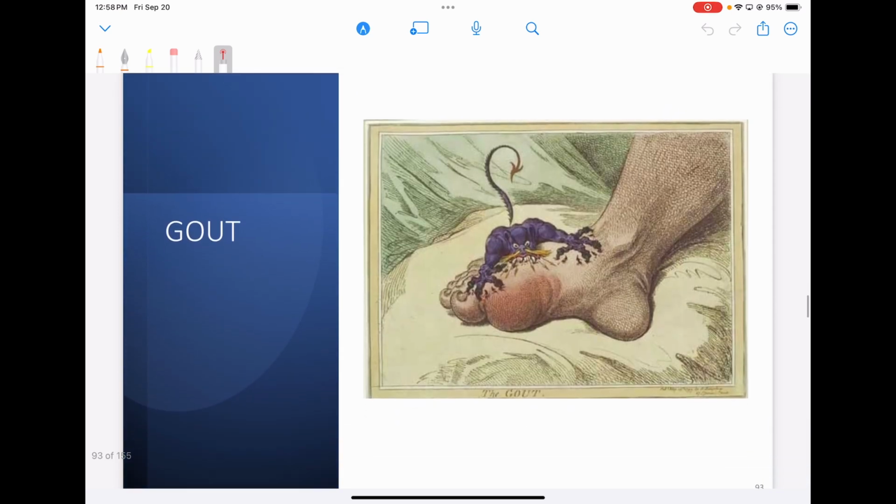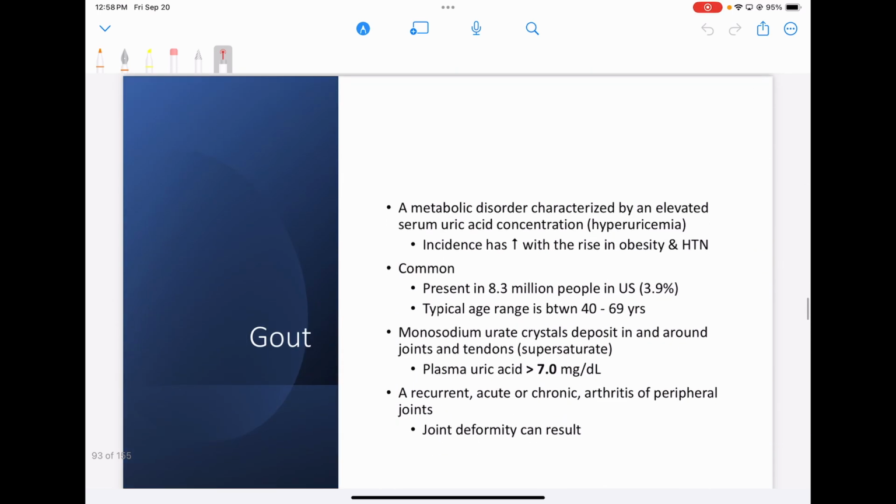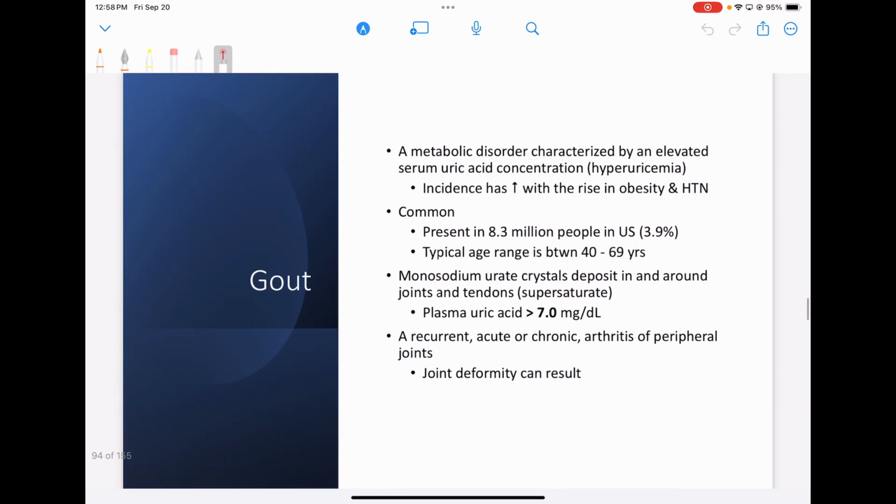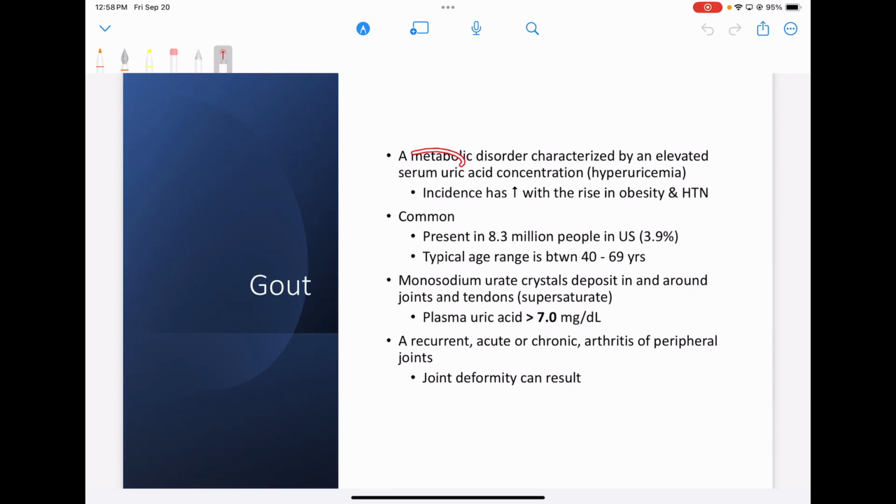So next up is gout. It's a metabolic disorder due to elevated serum uric acid concentration called hyperuricemia. Incidence has increased with the rise in obesity and hypertension. Relatively common, 3.9% of the population will have an incident of gout at some point in their life. Typical range, 40 to 60.